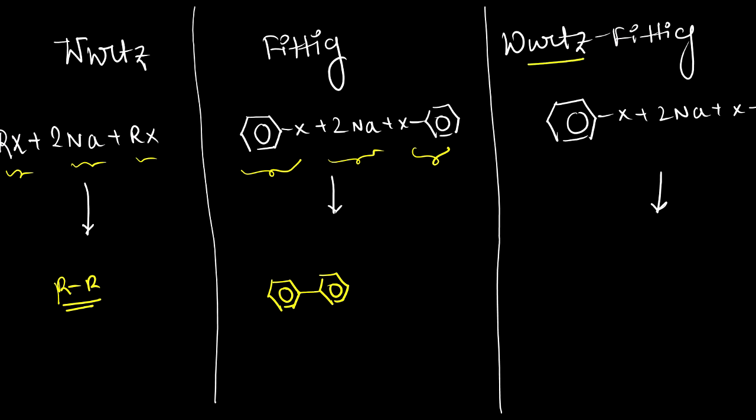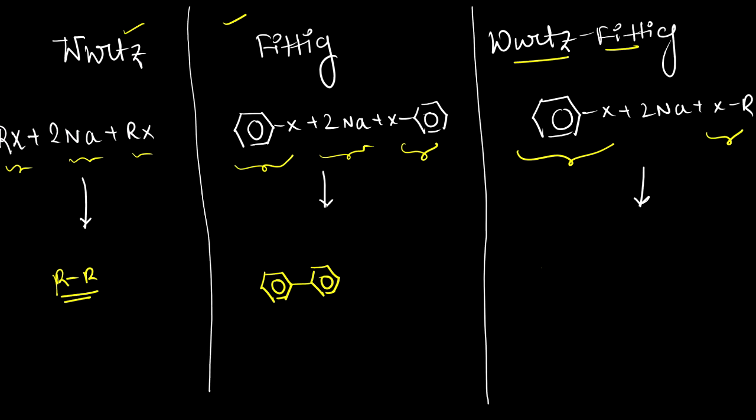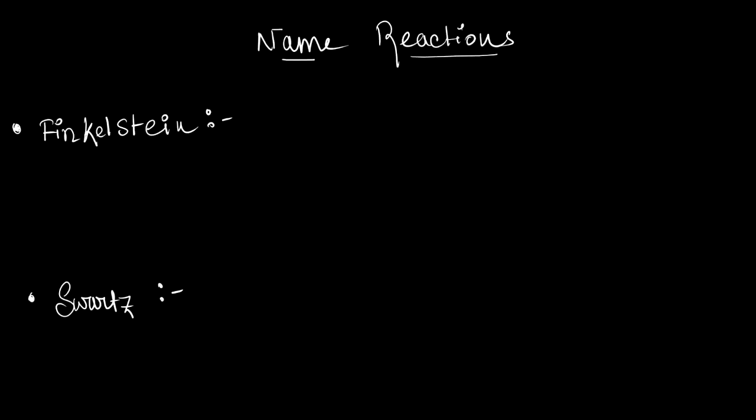And the Wurtz-Fittig reaction is a combination of both. We are using an aromatic halide as well as an aliphatic halide. Here the alkyl part and aryl part will get attached and give you the substituted aromatic compound. Next we have the name reactions. Let's see Finkelstein, Swarts and the other name reactions: reagent, starting material, product and the reaction procedure.